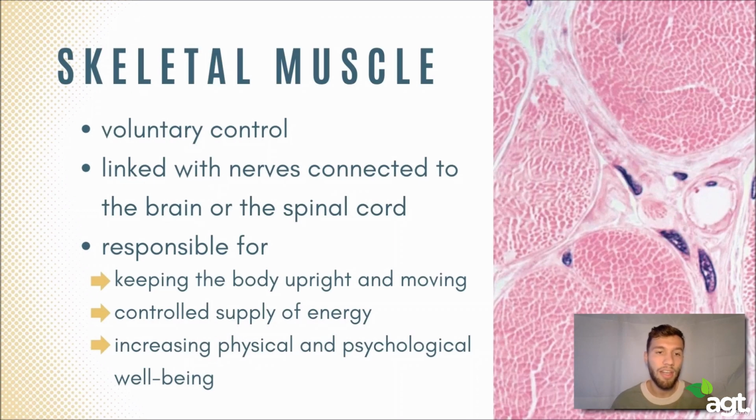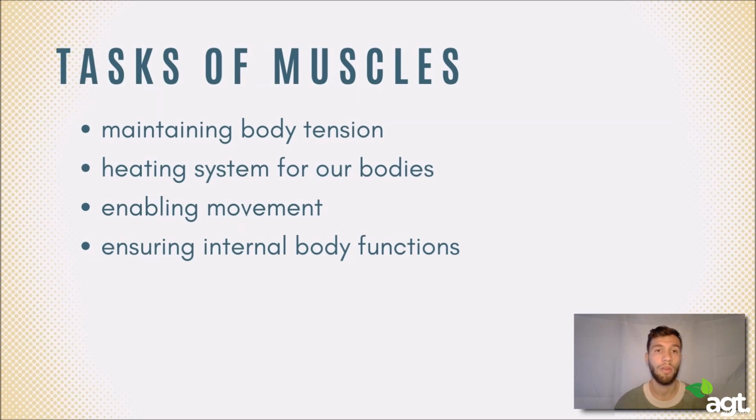Now, the skeletal muscle is responsible for keeping the body upright and for moving in general, of course. It also supplies our body with energy by maintaining the optimal body temperature, and it is responsible for increasing physical and psychological well-being, which both have an effect on the immune system and the metabolism. To sum it all up, the main tasks of muscles are maintaining the body tension. It acts like a heating system for our bodies. It enables us to move, and it's ensuring our internal body functions.